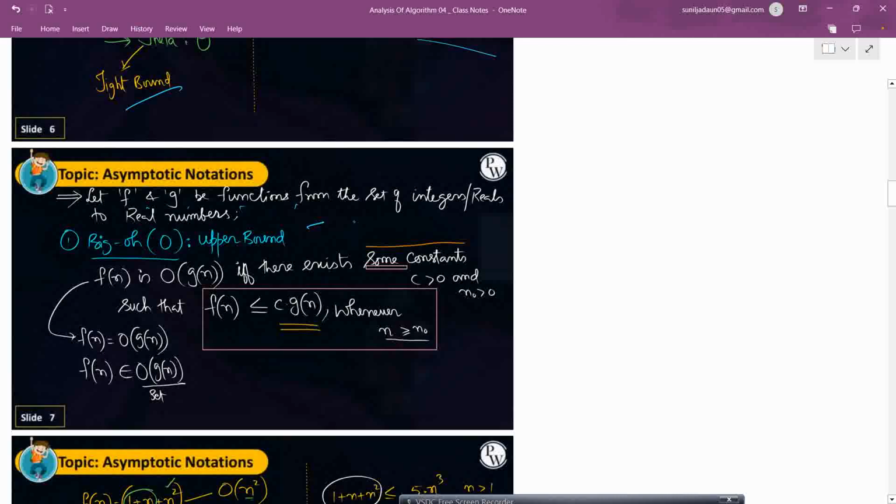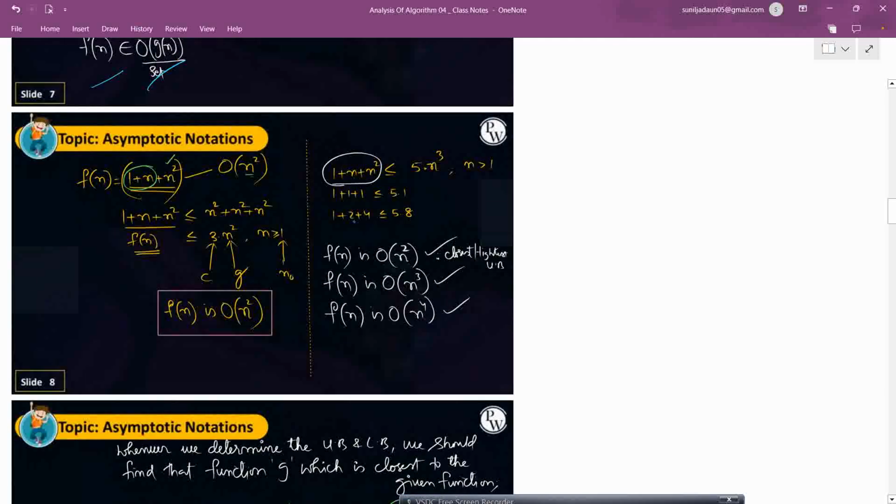So let f and g be functions from the set of integers or real numbers to real numbers. Big O notation is the upper bound. F(n) is big O of g(n) if there exists some constant C such that f(n) is always less than or equal to C times g(n) whenever n is greater than or equal to n0. There is an input size n0 beyond which this holds.